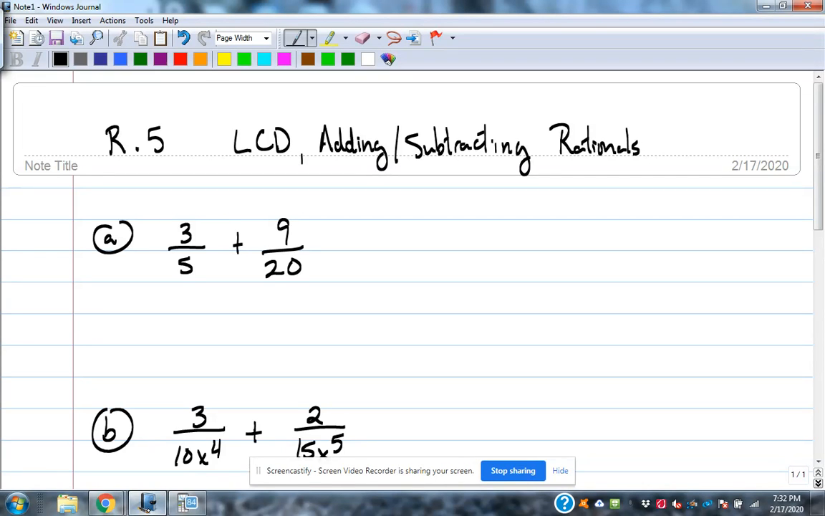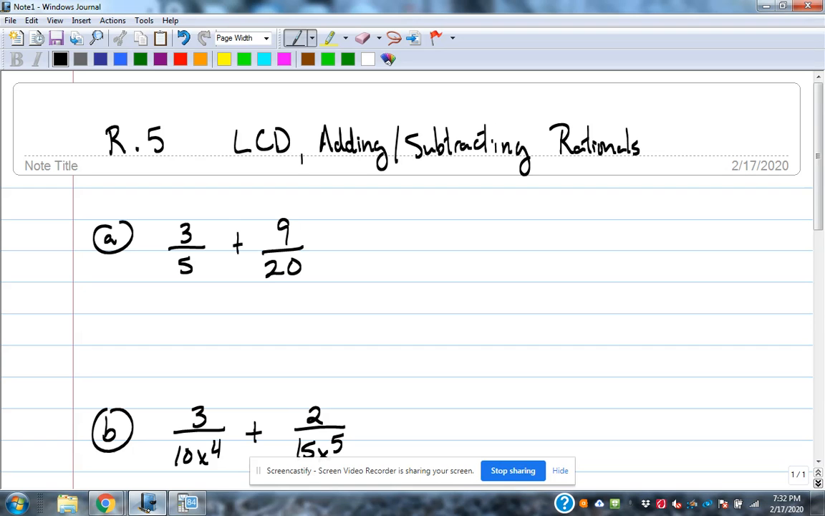First section is adding and subtracting fractions. We'll talk about the least common denominator, LCD, and adding and subtracting rationals or fractions is what we're going to be doing. We'll start with the easy stuff and then build up to the harder stuff that factoring is involved with and all that stuff.